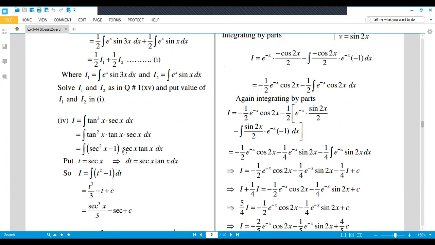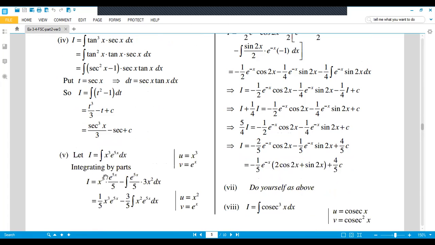So in place of secant x tangent x dx we put dt, and in place of secant square x we put t square minus 1. So we take the integral of t square minus 1. When we take the integral of t square, it will be t cube divided by 3, and minus 1 is minus t, plus c. Now put the value of t in this equation. The value of t is secant x, so we will get the required answer.